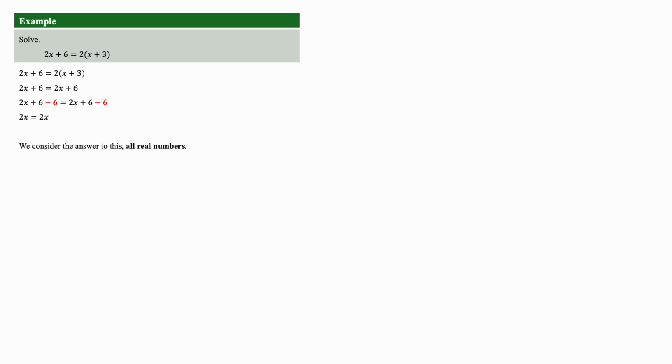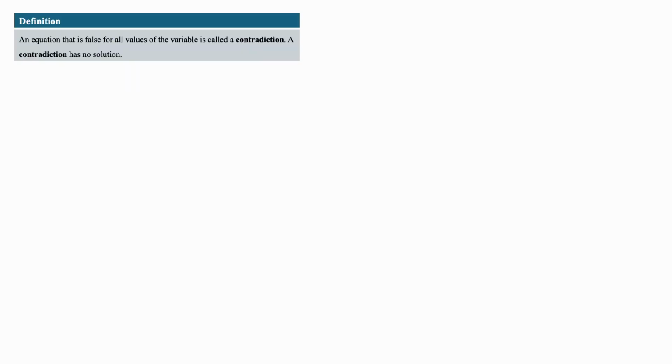So we consider this answer to be all real numbers because there's no way to finish this. Anything you put into x is going to be equal on both sides. So you can choose any number from negative infinity to positive infinity, but the x has to be the same on both sides. That's why it's called all real numbers.